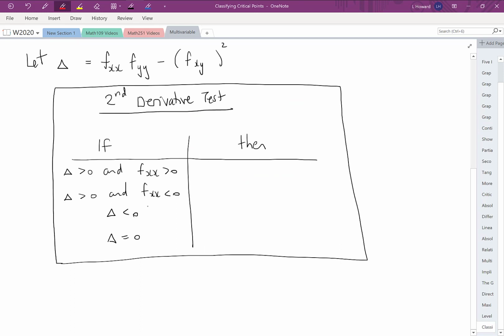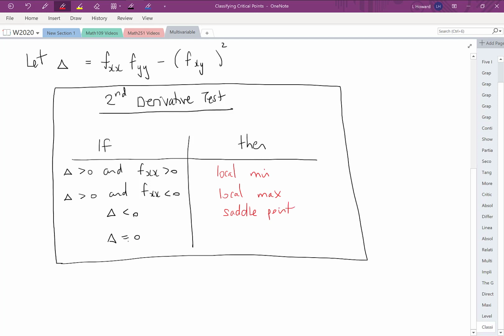And there are basically four different things that can happen when you calculate delta. First situation, if delta is a positive number and f sub xx happens to be positive as well, then your critical point is a local minimum. If delta is positive and f sub xx is negative, then your critical point is a local maximum. If delta is negative, then your critical point is a saddle point.